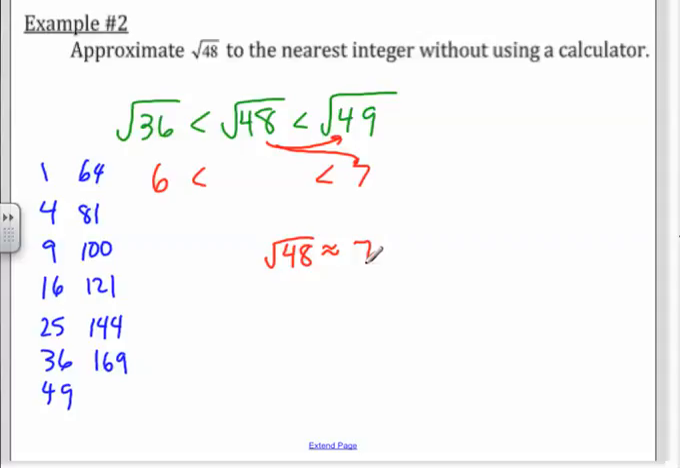Second, square root button, 48, enter, and I get 6.92820323. Do you think that's where it stops? No, that's just where my calculator stops. This goes on forever. All right?